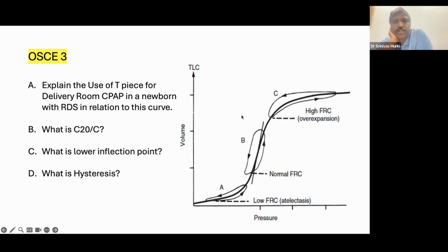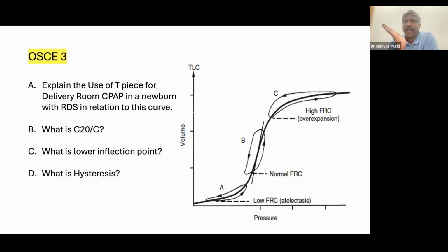Yeah, I think everybody knows this. This is called beaking effect. On the graphs, you can see the PV loop. On the C part of the curve, when you plot the ratio of this curve or the angle of this curve to the compliance angle, then you get the C20 by C. How much angle in the last part and how much angle in the steep part. That angle ratio is what is called C20 by C.